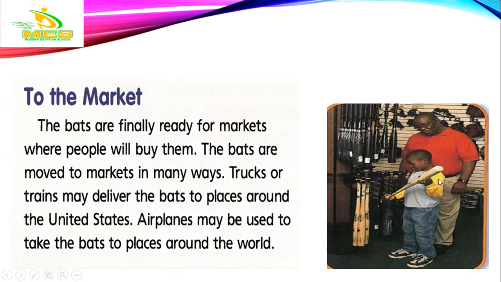Okay, so this boy and his grandfather, they are the characters we are going to read about in our textbook. It's a story about a boy and his grandfather who wants to buy him a gift, a bat. So he took him to the factory and he showed him how the bat is made.